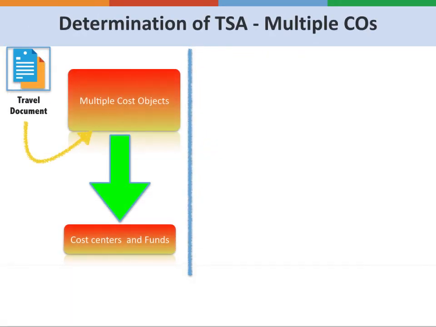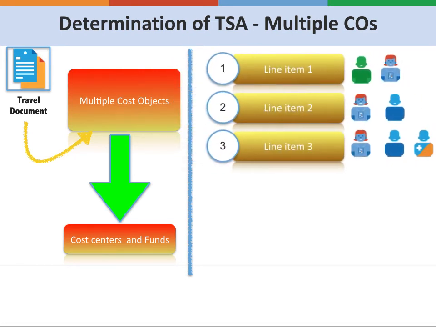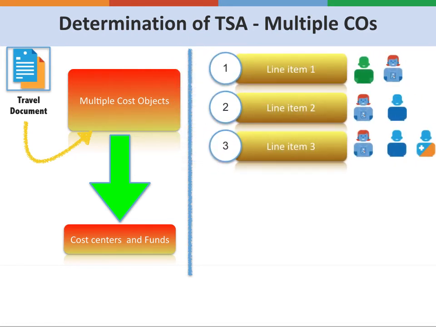The next one is the determination of the TSA if there are multiple cost objects. Multiple cost objects means, for example, there are 3 line items and the cost of this travel or the document is split into 3 different cost centers. What the system does is it goes into each individual line item and deciphers the approvers based on the previous slide. In this example, if you see, the first line item has 2 approvers, the second has 2, and the third has 3.